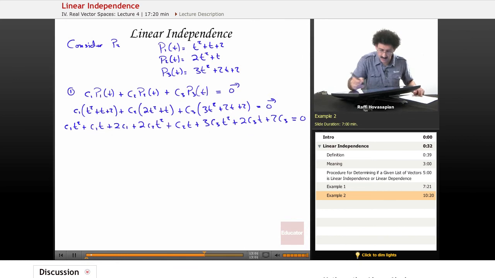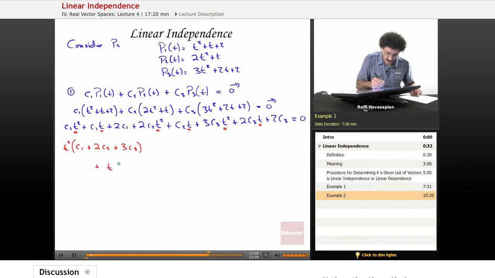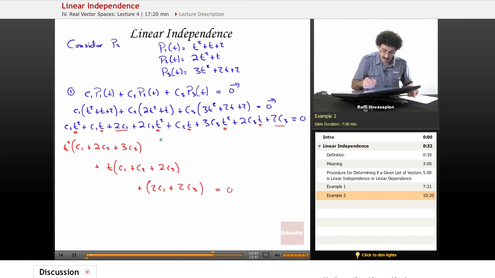I collect the t squared terms. So I have that one, and that one. And I end up with, let me write these out as t squared times (c1 plus 2c2 plus 3c3). And then I'll take the t terms. So there's a t, there's a t, there's a t. And I'll write that as a second line here, just to be clear what we're doing: c1 plus c2 plus 2c3. Then I have plus the rest of the terms. That one and that one. Is there one that I'm missing? No, looks like it's okay. So it's going to be plus 2c1 plus 2c3, and all of this sum is equal to 0.